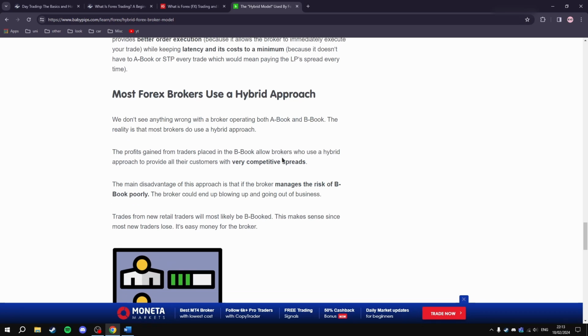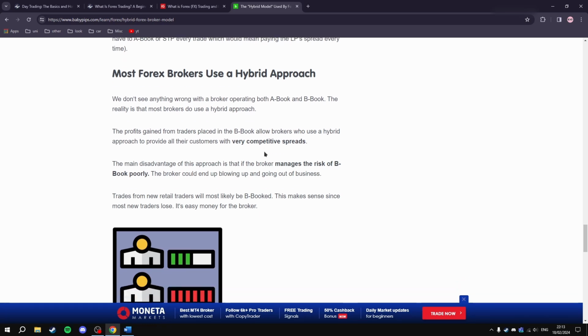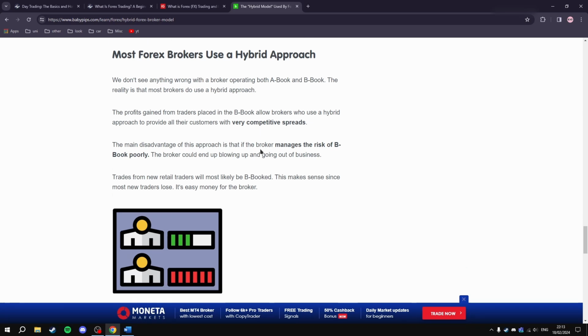Most Forex brokers use a hybrid approach. We don't see anything wrong with a broker operating both A-book and B-book. The reality is that most brokers do use a hybrid approach. The profits gained from the traders placed in the B-book allow the broker who uses the hybrid approach to provide all their customers with very competitive spreads. The main disadvantage of this approach is that the broker manages the risk of the B-book poorly. The broker could end up blowing up and going out of business.